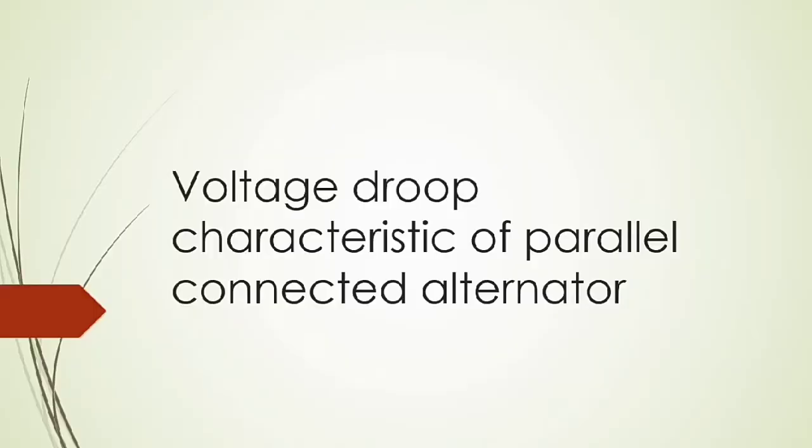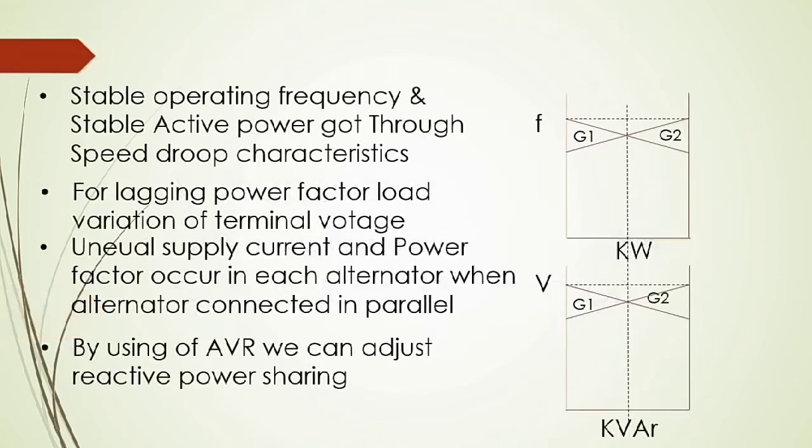So this is the topic of this video actually: voltage droop characteristics of parallel connected alternator. Before starting this, it would be good if you see my previous video. At the top of your screen, I am giving you the link of that video, where you learn speed droop characteristics. That is the basis of voltage droop characteristics. So let's start with this video, voltage droop characteristics.